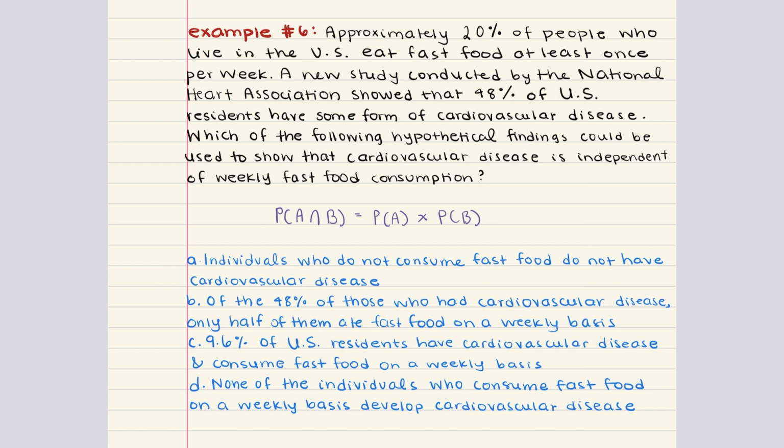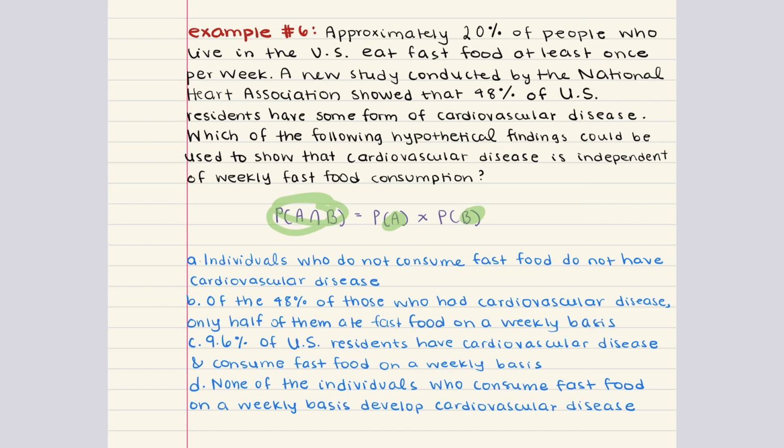means. 2 events are considered independent if the probability of them occurring together equals the product of their individual probabilities. So for this problem, A represents having cardiovascular disease, and B represents eating fast food weekly. If the joint probability matches the expected value under independence, then the 2 events are independent. Let's keep that in mind as we evaluate each answer choice.